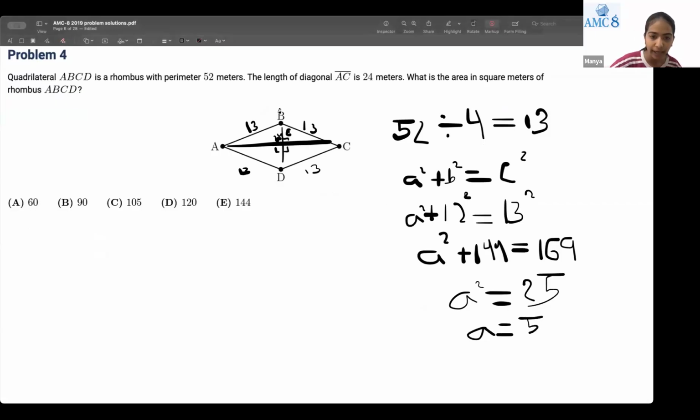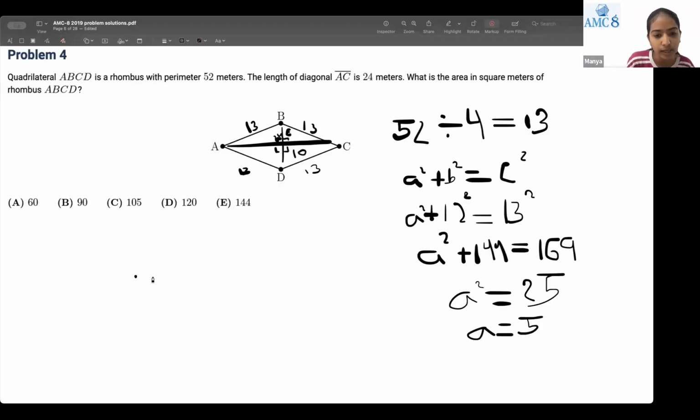And remember that A represents BE in this case. So then, to find the total length of BD, we'll have to do 2 times BE. And 2 times 5 is equal to 10. So then the total length of BD is equal to 10. So BD is equal to 10.